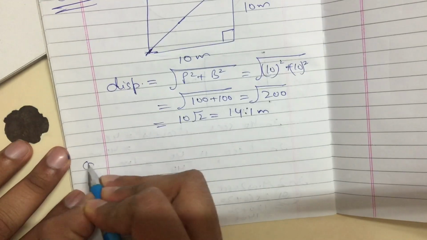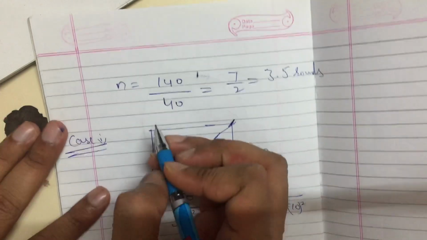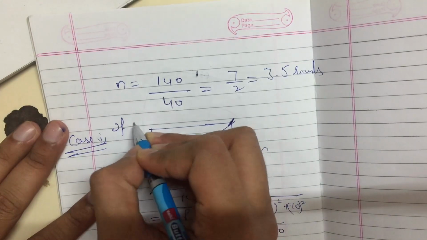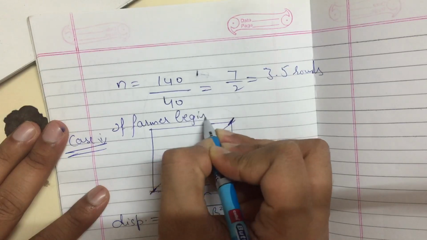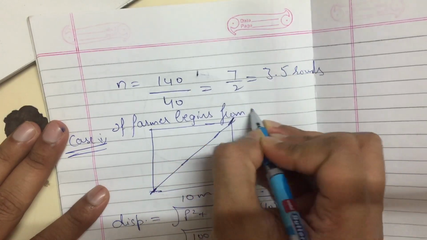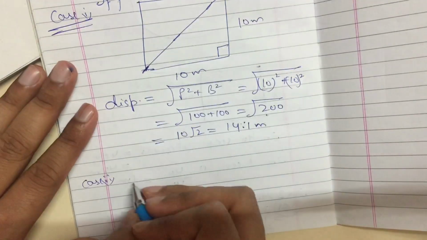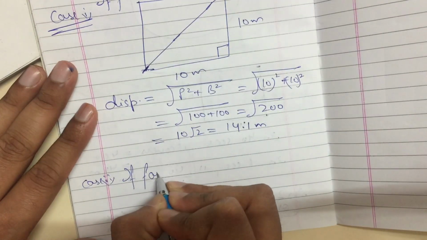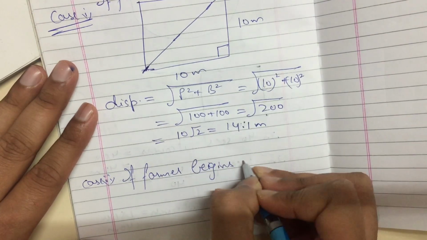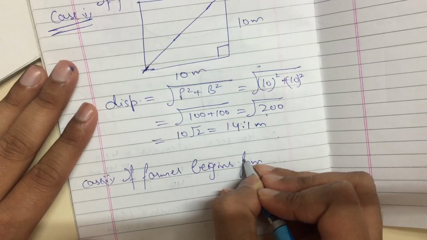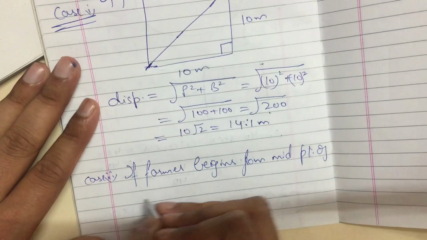Now case 2. Case 1 was if the farmer begins from a corner. Case 2 is if the farmer begins from the midpoint of any side.